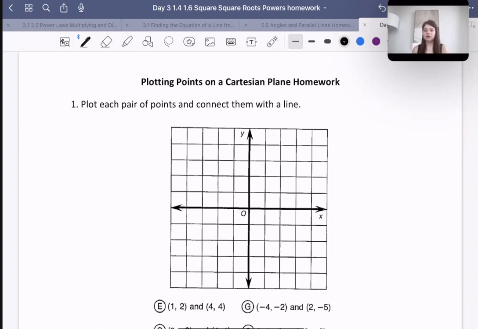Okay, so here it says plot each pair of points and connect them with a line. So before I plot the points and connect them with a line, what I'm going to do is label my graph. I'm going to label this as 1, 2, actually, it's hard to see that. Let's do this with blue, just so it's easier to spot. 3, 4, and same with here, 1, 2, 3, 4. And then -1, -2, -3, -4, -1, -2, -3, and -4. Amazing. We did it.